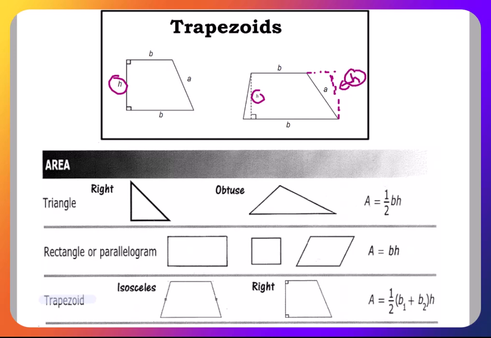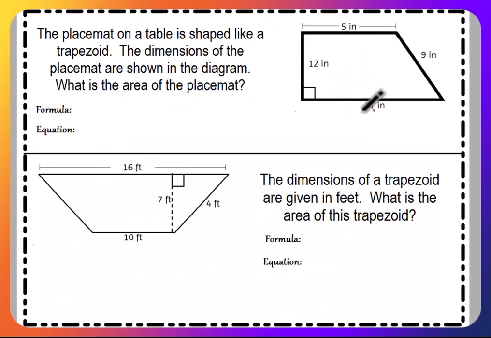Okay, let's do some examples. The placemat on a table is shaped like a trapezoid. The dimensions of the placemat are shown in the diagram. What is the area? First thing, again, that you always do, write your formula. Area equals 1/2, and in parentheses, base 1 plus base 2, outside of parentheses, times your height.